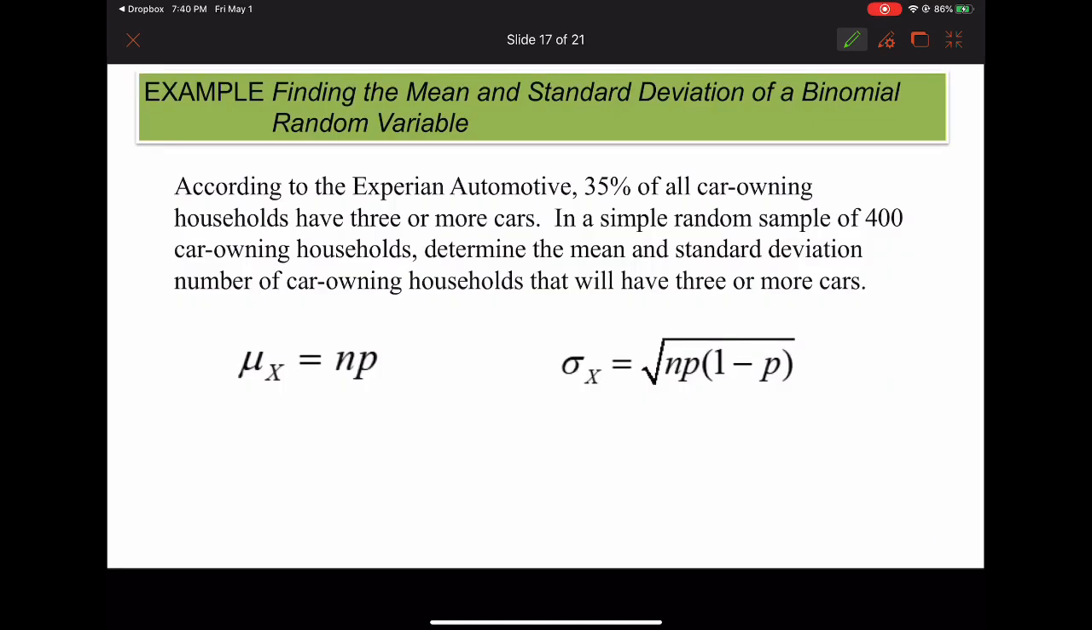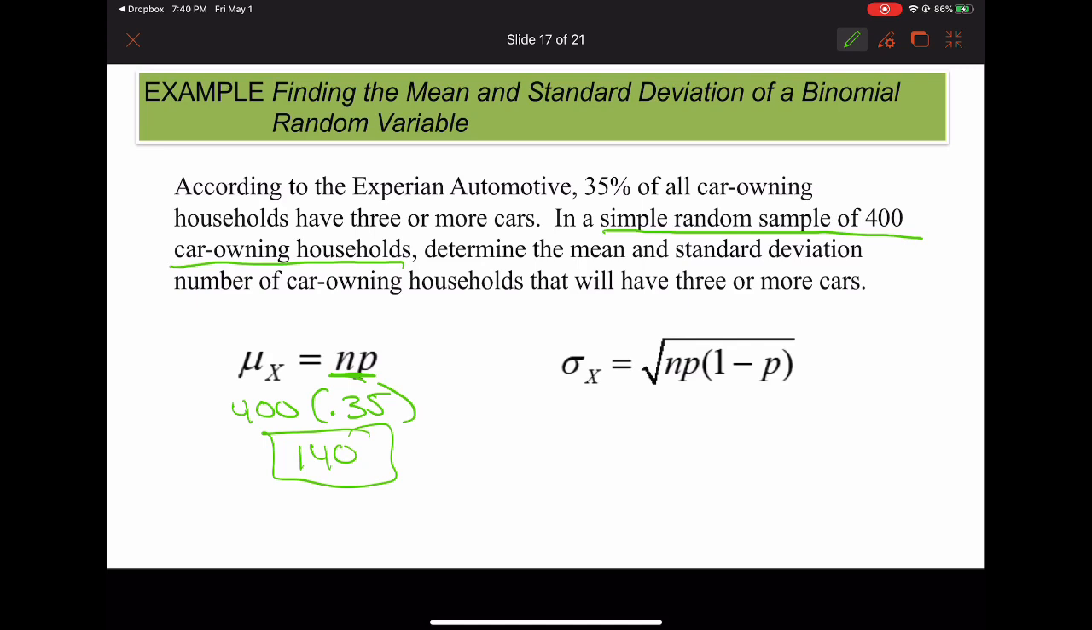According to Experian Automotive, 35% of all car-owning households have 3 or more cars. In a simple random sample of 400 car-owning households, determine the mean and the standard deviation of the number of car-owning households that will have 3 or more cars. So we take the number of trials times the probability, and that gives us 140. So the mean is 140.